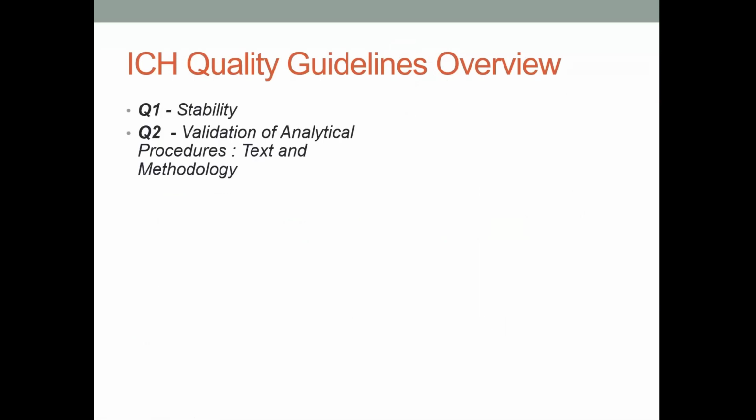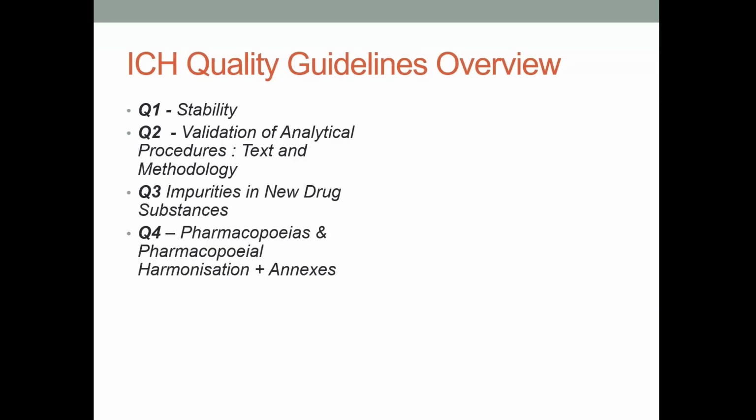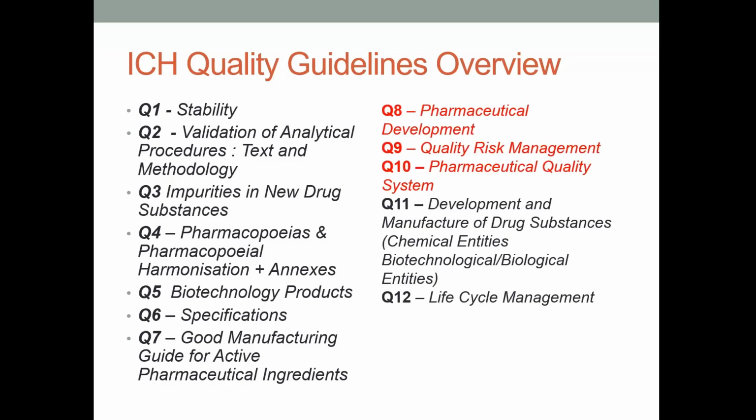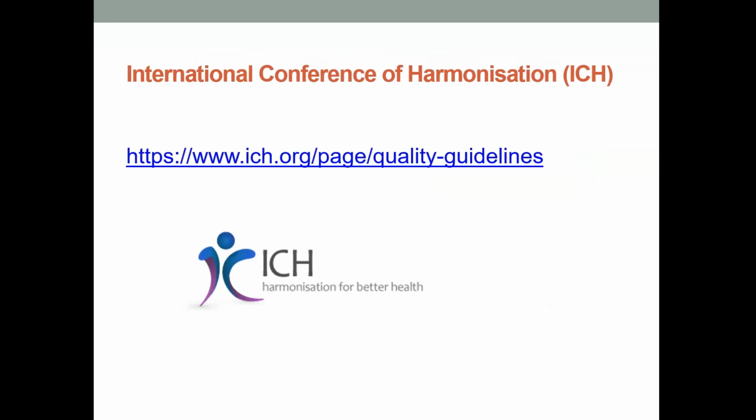So the ICH guidelines, we've got stability, analytical procedures, validation, impurities and new drug substances, pharmacopoeias, which we'll be talking about later on, and the annexes associated with that, biotechnology products in Q5, Q6, the specifications, Q7 is the active ingredient guide we talked about, Q8, Q9 and Q10 we mentioned already as being the big game changers for the pharmaceutical industry, where the regulations are moving to a more proactive, inclusive mode rather than the prescriptive mode of the past, where you have risk assessment, quality systems and your design space. Q11 is your development of manufacturing drug substances, and Q12 is your life cycle management. So you can click on here onto this link, and again it'll be in your index section, and you can have a look through the ICH guidelines, and again I would really recommend that you do that.